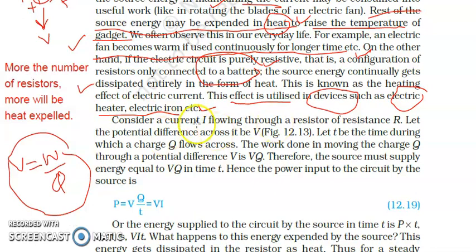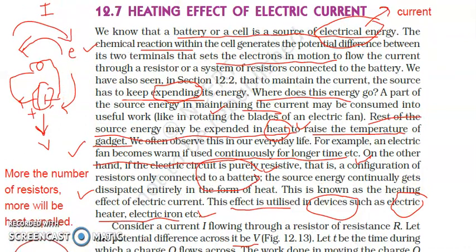So it says, consider a current I flowing through a resistor R. Let the potential difference across it be V. So I think you must have understood this much. Let's have a look at figure 12.13 as well, to see what it is suggesting.